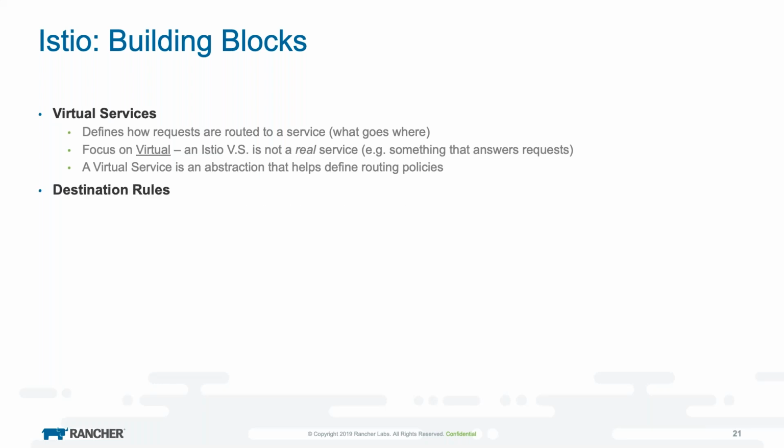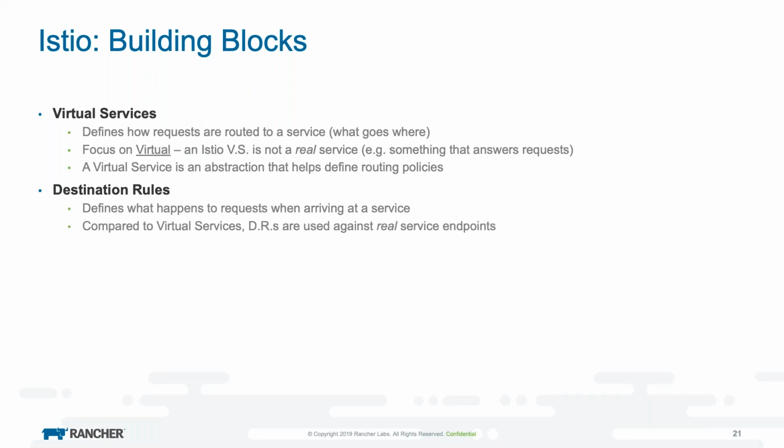A destination rule then is what happens when we want to connect to a real service endpoint. So a destination rule defines what happens to requests when they arrive at a virtual service. So if we compare a destination rule to a virtual service, DRs are used against real service endpoints. So a destination rule is going to define things like load balancing, for instance, where if I send traffic to a virtual service, when that traffic arrives at a virtual service, the destination rule determines how that traffic is load balanced across actual real services that are providing, well, a service.